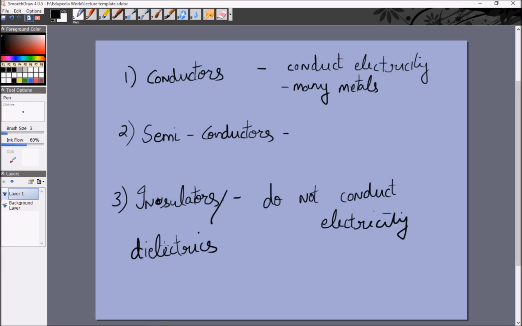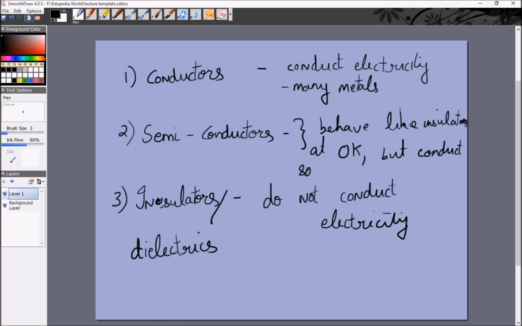And semiconductors are a very special case of materials. We'll not go into them in detail in this chapter, but they generally behave like insulators at cold temperatures or at the coldest 0 Kelvin, but conduct some electricity as the temperature increases. And the resistance of the semiconductors also lies in between the resistance of conductors and insulators.